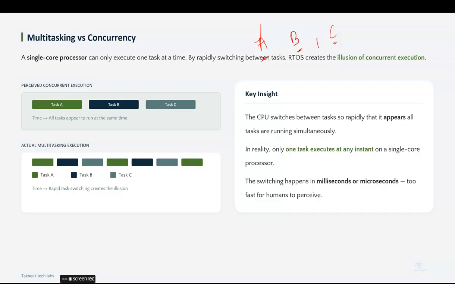But for a task to run, you need a CPU. And in embedded systems and cost-effective systems with lesser memory, they have lesser computing power. So sometimes they have a single core or sometimes a double core. Okay, so in that case it's not possible to give each task a single core.